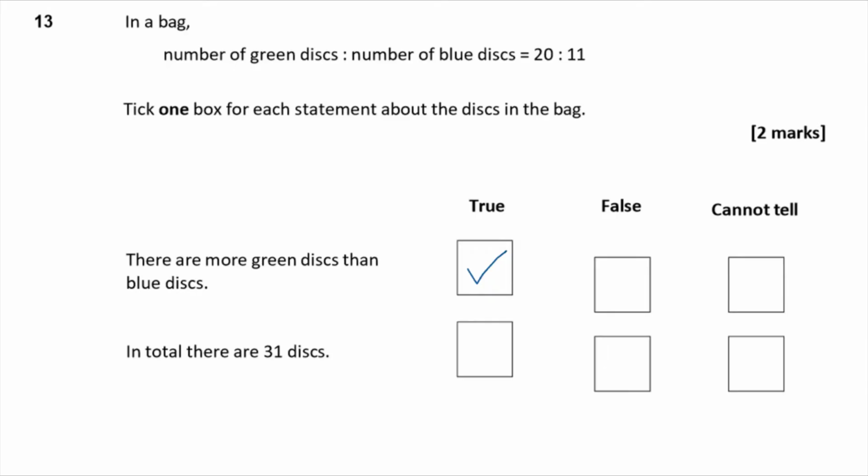Okay, now for that one it could be true. I could have 20 green ones and 11 blue ones, and that would give me 31. But this is a ratio, and ratios could be scaled up. I could have 40 green ones and 22 blue ones, which give me a total of 62. So for that one you can't tell. It could be that it's 31, but it could just as easily be a different number, some multiple of that ratio.